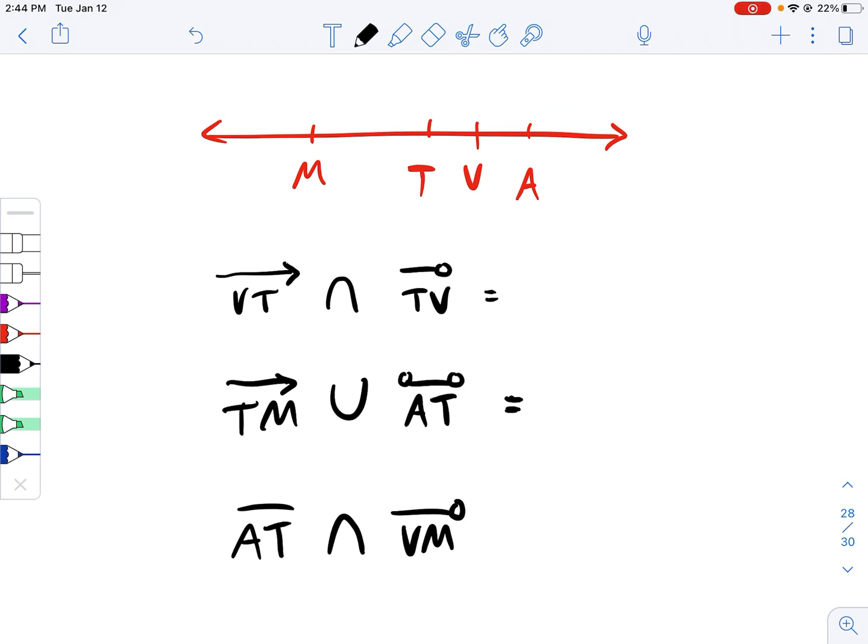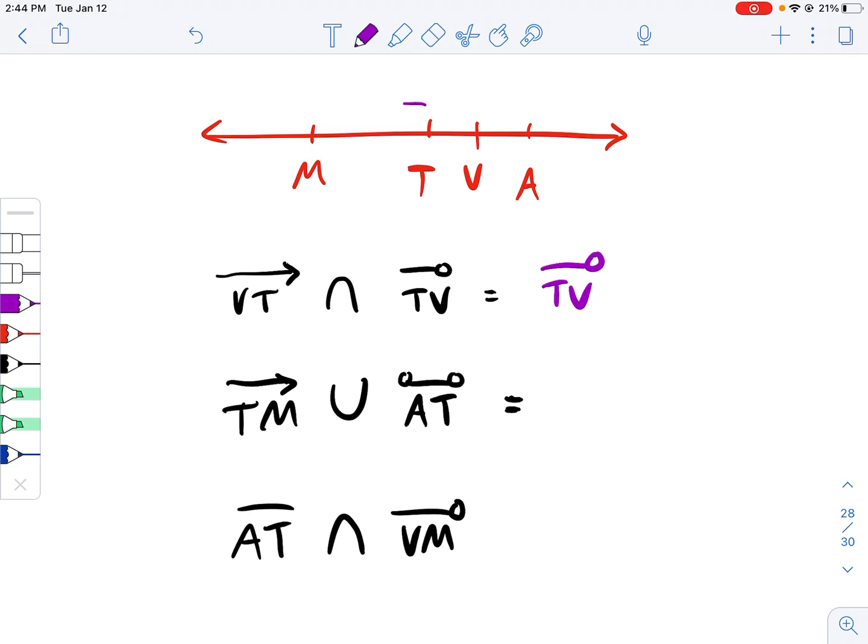Let's do just some final practice. Ray VT, open-ended segment TV with the open end at V. So what is the overlap there? What do they both have in common? Well, not V, but they do have T. So I'll have an open-ended segment at V.